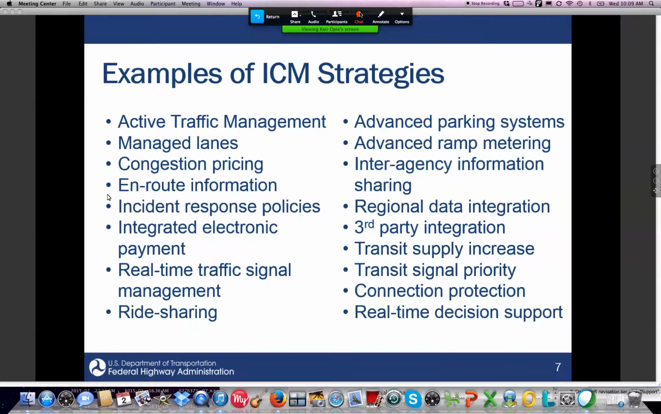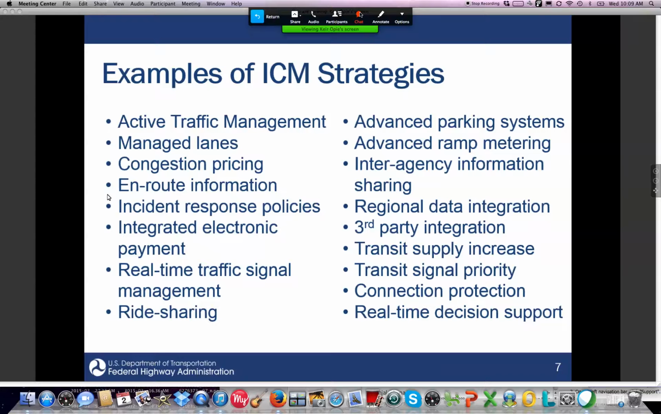I wanted to bring up a list of different potential ICM strategies that we may consider, especially because this factors into some of the AMS capabilities that we need to look at within the models that we're going to be using to analyze and evaluate these strategies.